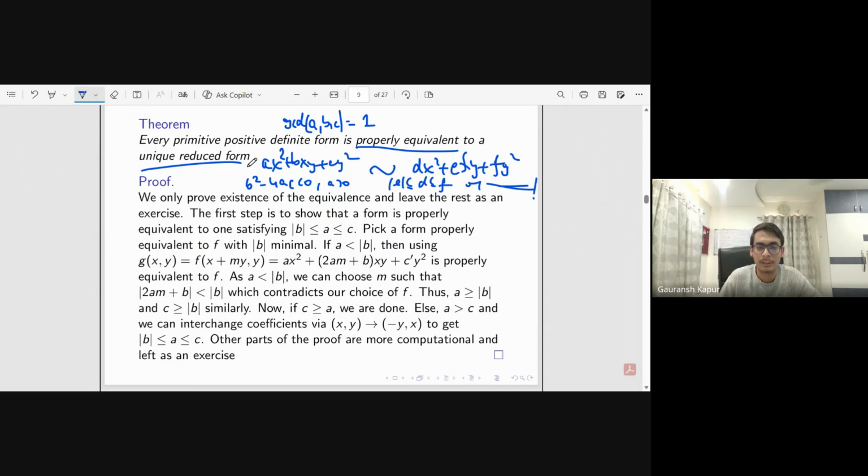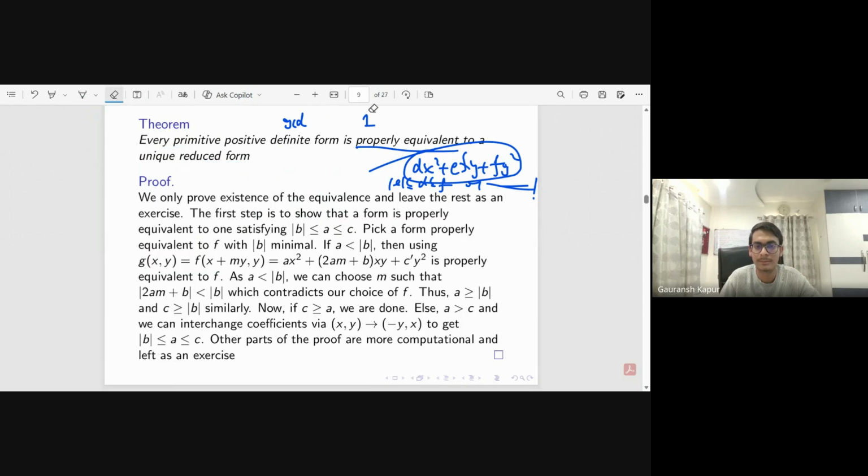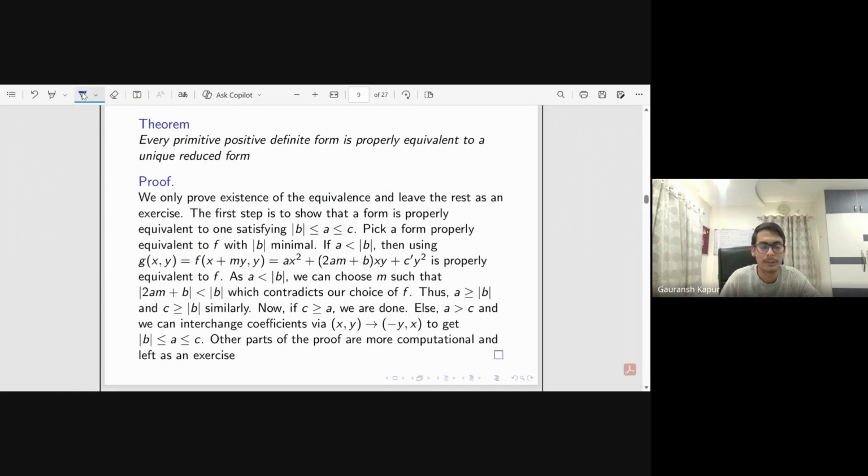The important thing here is the positive definiteness. This is not true if f is not positive definite. And the unique part is also important, that this reduced form is actually unique. So perhaps we'll look at this proof. We look at only the existence part, and the other parts you can try on your own.